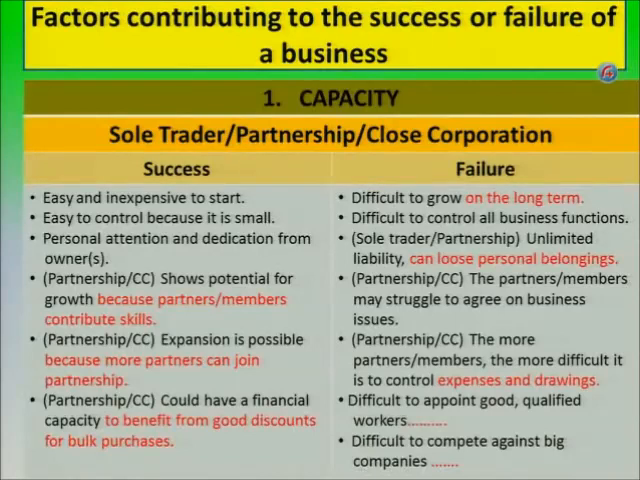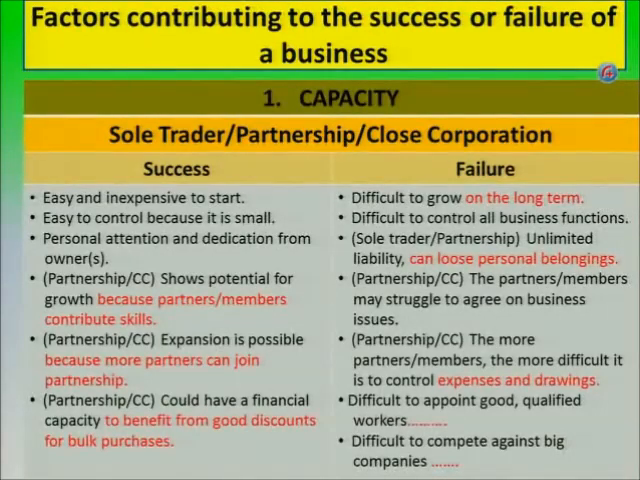whilst private companies and public companies are bigger types of companies, and they work totally differently, and they are also managed totally differently from the 3. So very, very important is when we look at the 6 factors, it's important to know that we are first doing the first 3, which is grouped together. In other words, capacity will be the same on sole trader, partnerships, and closed corporations in the success or failure.